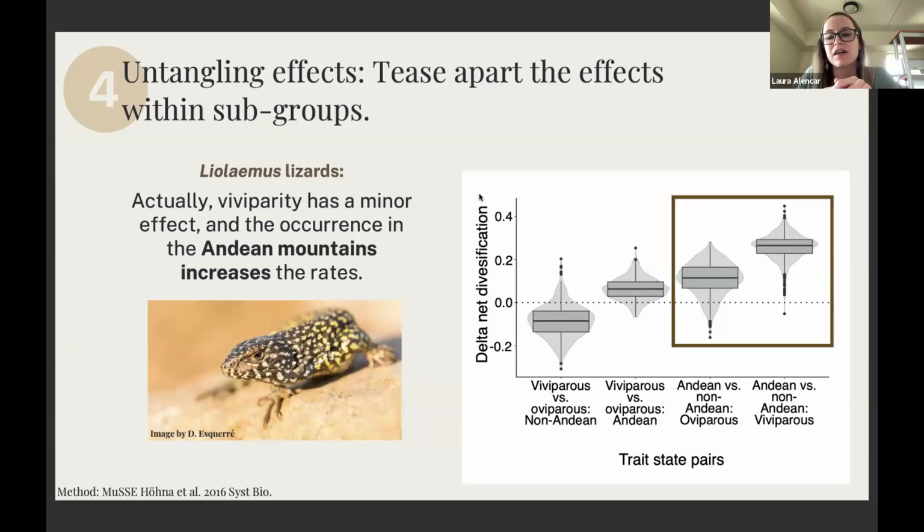So this analysis, the only significant result coming out from this analysis suggested that among Liolaemus, those viviparous species that are present in the Andean mountains have higher rates than those viviparous species that are not in the Andean mountains. So this led us to conclude that viviparity seems to have a minor effect, and it is actually the occurrence in the Andean mountains the major contributor to the rate heterogeneity in the group.